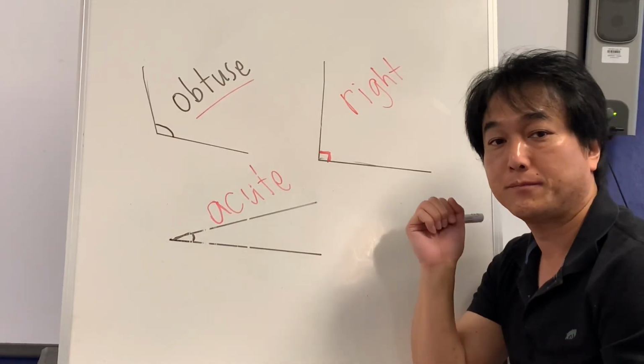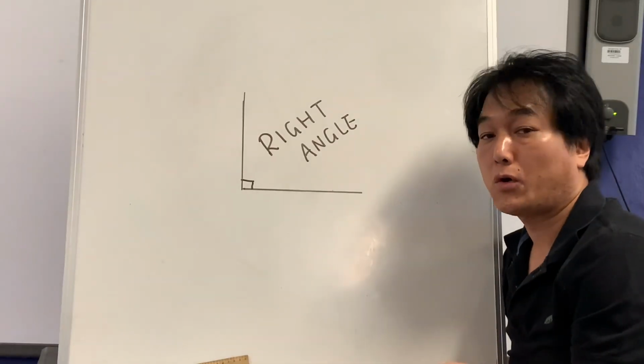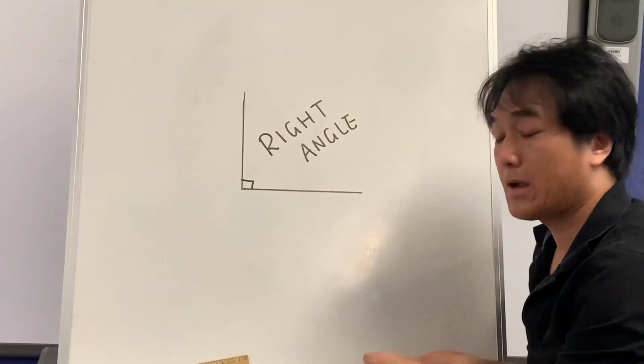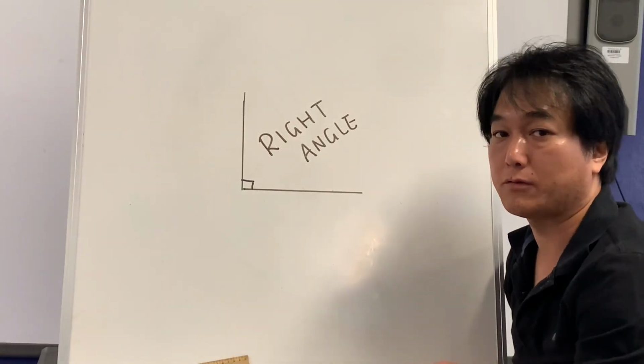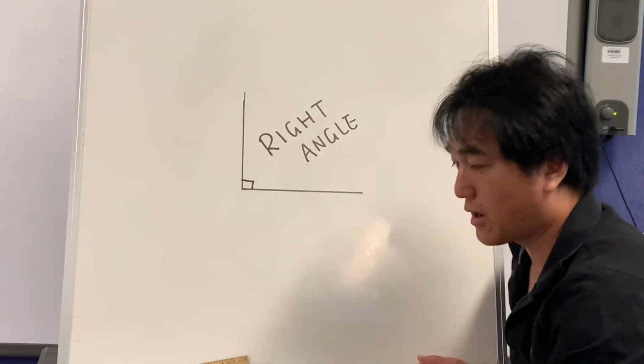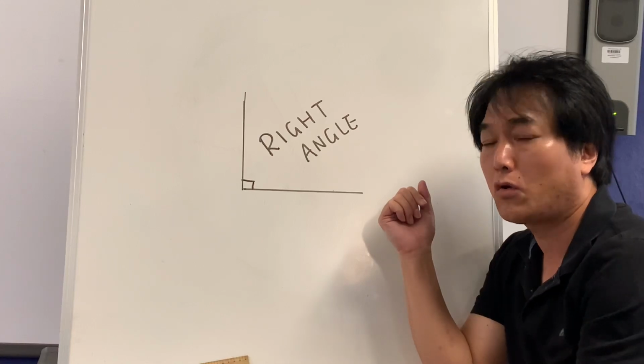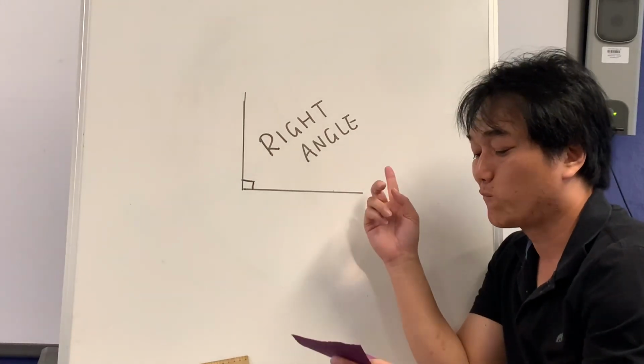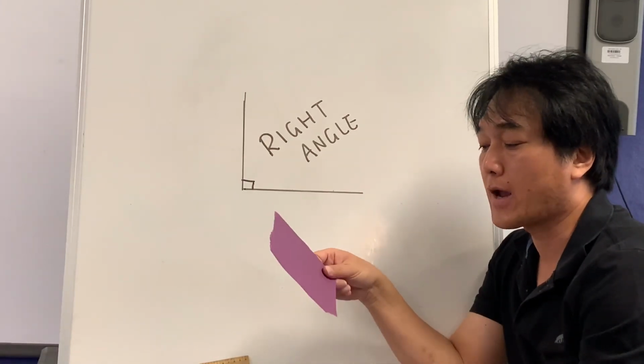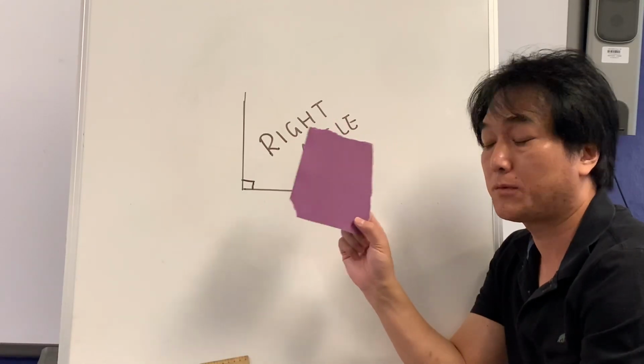Let's go. So, I bet you found a lot of right angles in your house. Now, are they really right angles or are they really not right angles? So, this is what we're going to make. Can you find a piece of paper? This is what we're going to do.